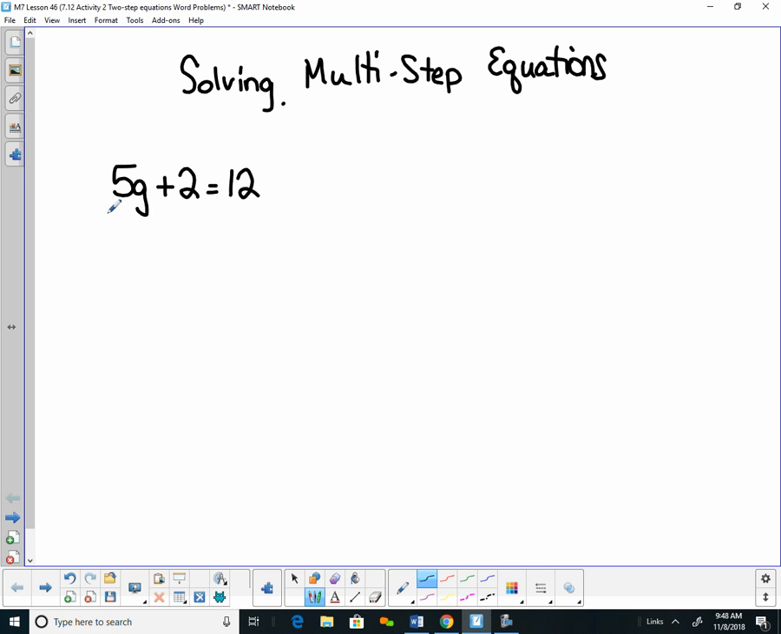In this case, we have two operations that are with my variable. Now, I always like to ask which one is least attached to my variable. Well, in this case, my plus 2 is least attached. So I would have to get rid of it first. Then I would get rid of the one that is more attached, which is my 5. Now, some of you are getting confused with that. So let's think of it in a different sense.